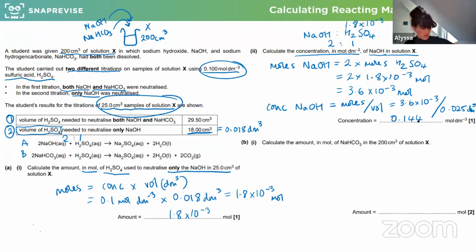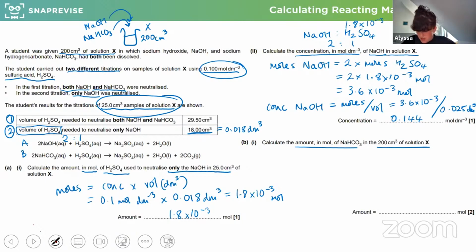Finally, I'm just aware that the time is ticking on a little bit, so please feel free to ask any questions, but I'm just going to move on to the final bit, B1. It says calculate the amount in moles of sodium hydrogen carbonate in 200 centimeters cubed of solution X. So in the original 200 centimeters cubed. So now we've got a lot more calculations to do here. How on earth are we meant to work out how much sodium hydrogen carbonate there was in the original 200 centimeters cubed?